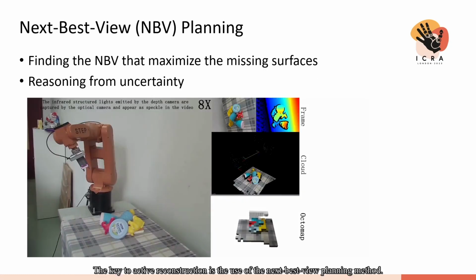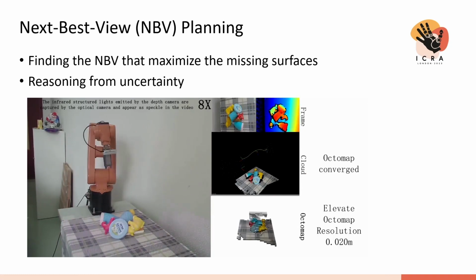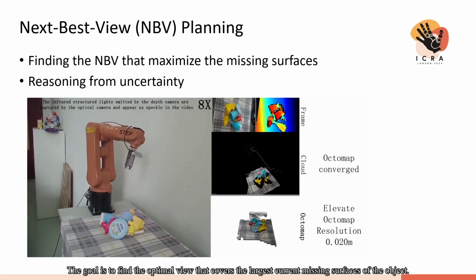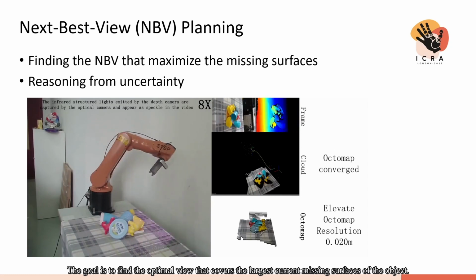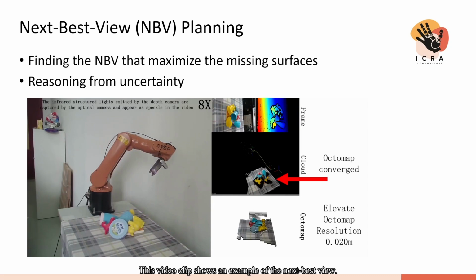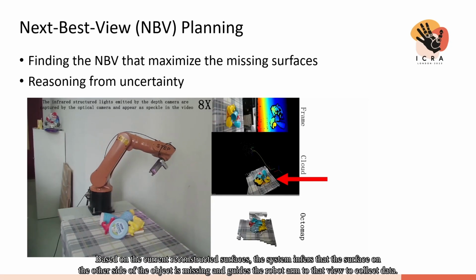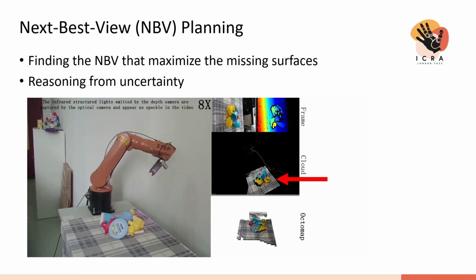The key to active reconstruction is the use of the next best view planning method. The goal is to find the optimal view that covers the largest current missing surfaces of the object. This video clip shows an example of the next best view. Based on the current reconstructed surfaces, the system infers that the surface on the other side of the object is missing and guides the robot arm to that view to collect data.